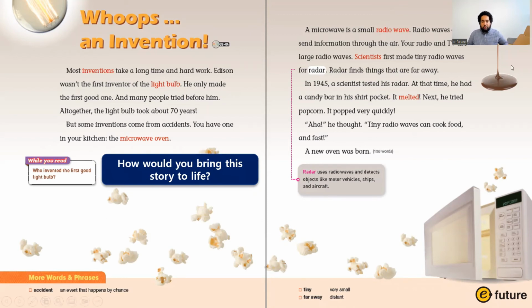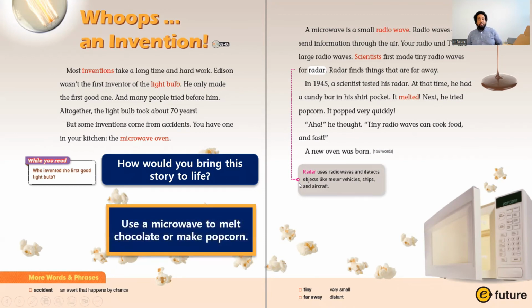If you can quickly scan the information, you'll see that this story is about inventions, and that there are two inventions that they talk about specifically: the light bulb and the microwave oven. So how would you bring this to life? I'll give you one example. If you have other examples, you can share them in the chat.